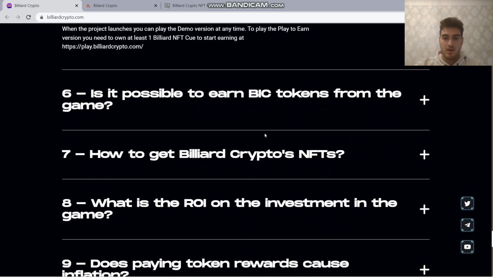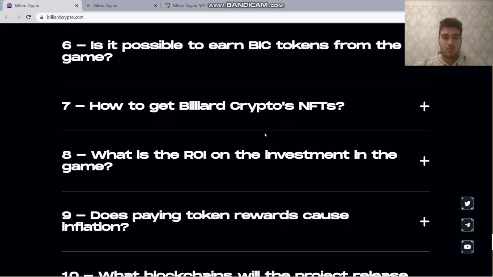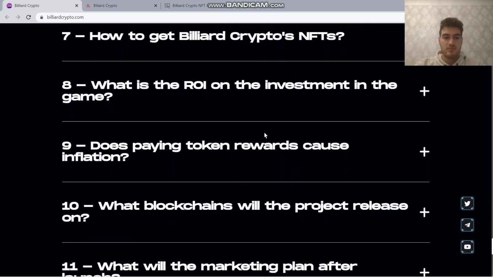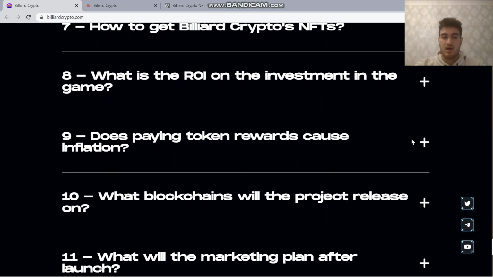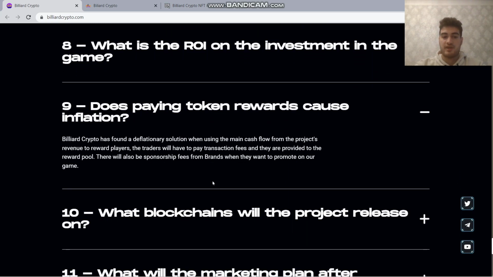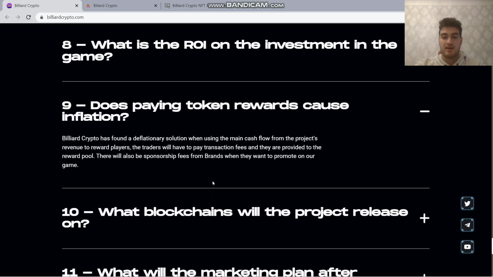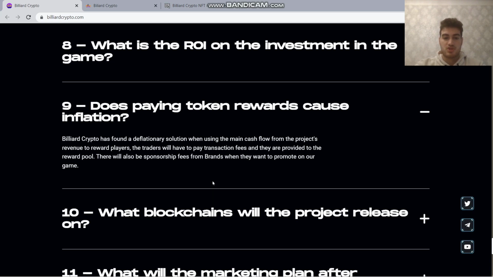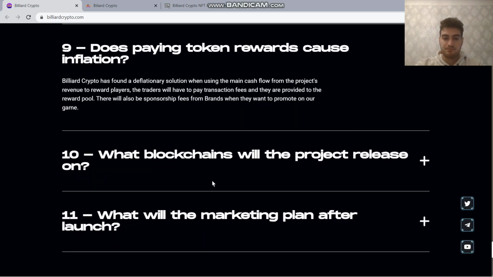There can be a question about does paying token reward cause inflation, guys? This is a good question. Billiard Crypto has found a deflationary solution when using the main cash flow from the project's revenue to reward players. The traders will have to pay transaction fees and they are provided to the reward pool. There will also be sponsorship fees from brands when they want to promote on our game.